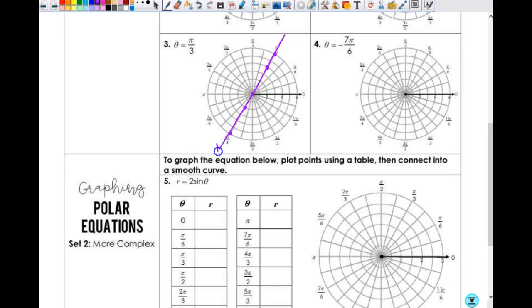Now, it also goes through 4 pi thirds, and that's the question I get a lot. But that's because this is basically the diameter of the circle. And so if I'm still on pi thirds and my radius is negative, that's why I come down there. But it's a line. Okay, we good? So you try and graph theta equals negative 7 pi 6.